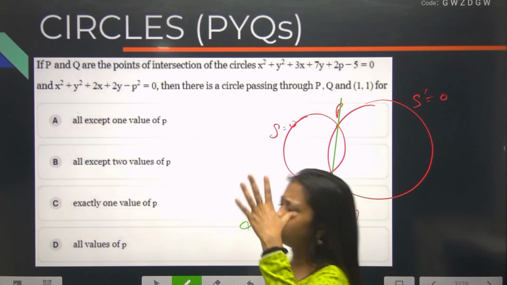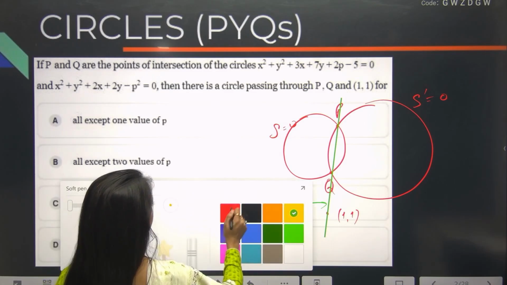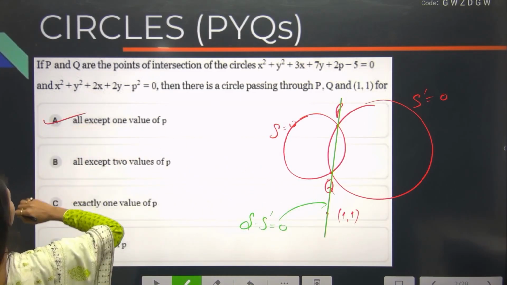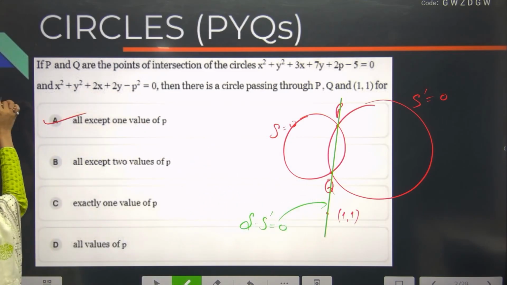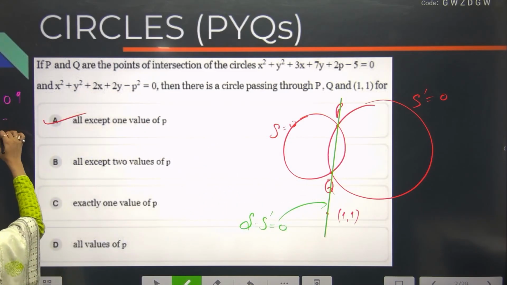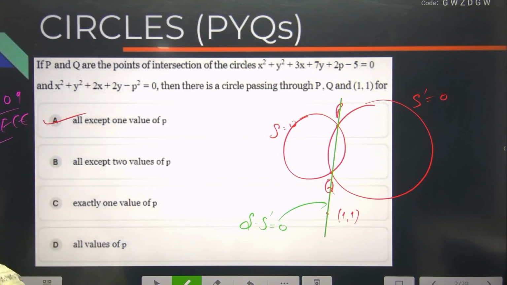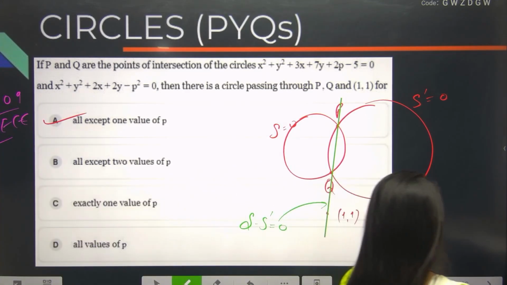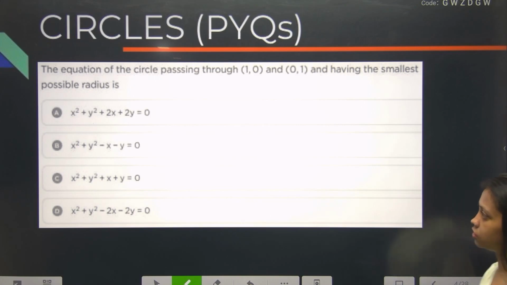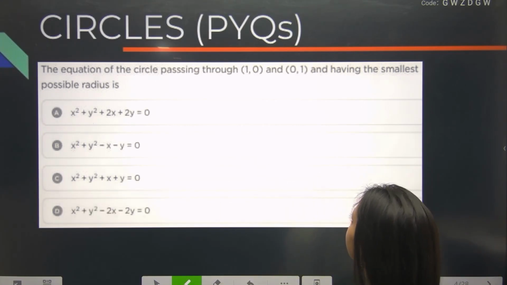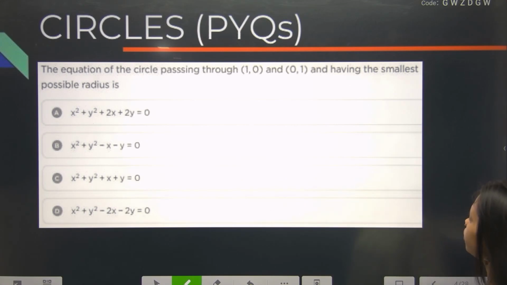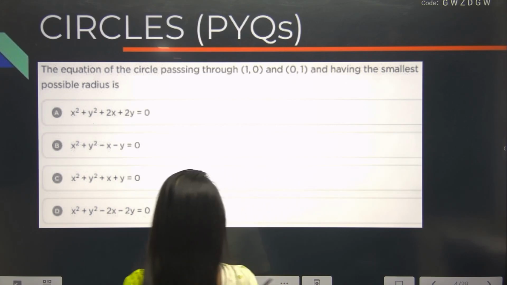That was way back in 2009, IIT-JEE. But an easy question. Now next is the equation of a circle passing through 1, 0 and 0, 1 and having the smallest possible radius. See how easy this question is.